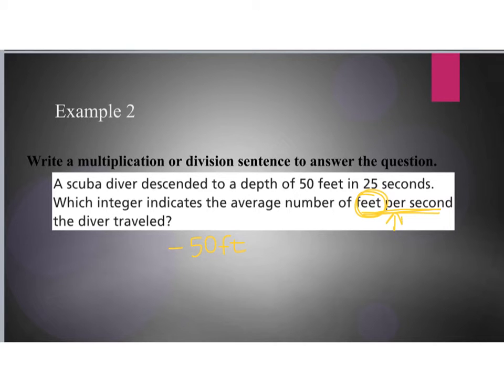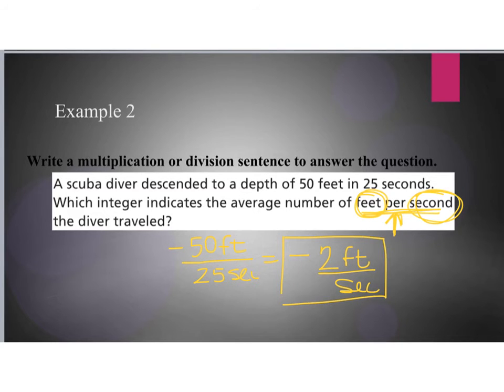And the word per means to divide, and then I have to have a unit of time, or seconds here. So that tells me I'm going to divide by the 25 seconds. When I simplify this, again, I have a negative number being divided by a positive, so I know that my overall answer will be negative. And when I go 50 divided by 25, I end up with 2, and my units would be feet per second. So I can see that I am descending at 2 feet per second.